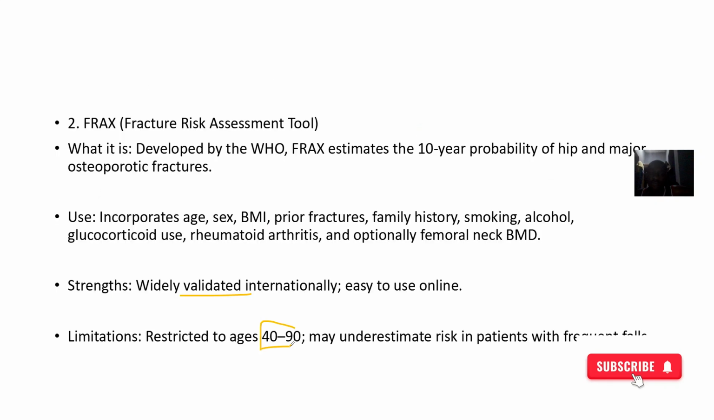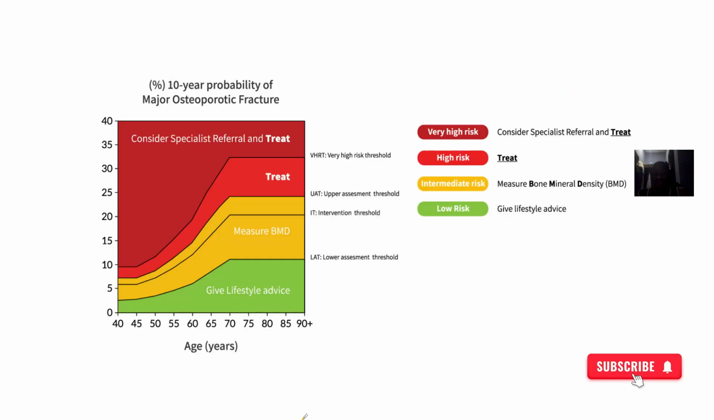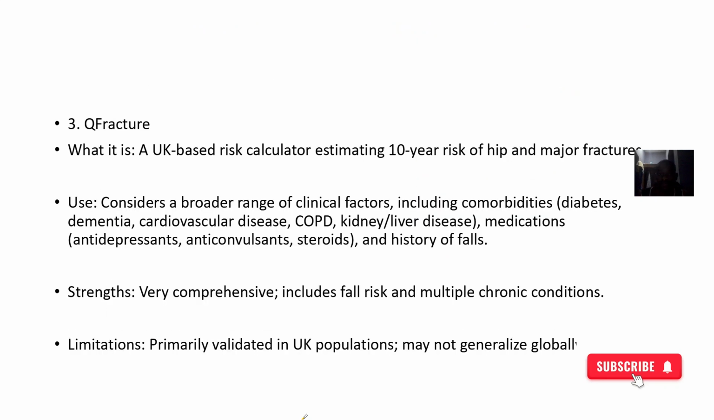Then QFracture, this is QFracture. You can pause to look at it. You can see that QFracture 2 is a questionnaire where the patient has to answer all these questions. Please pause to observe it. So what is the summary of QFracture? It's actually a UK based calculator to estimate a 10-year risk of you having fractures. So you mostly look at the hip and other places that could easily fracture, depending on the patient.